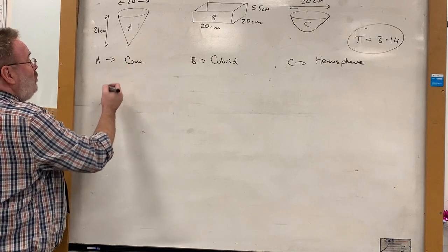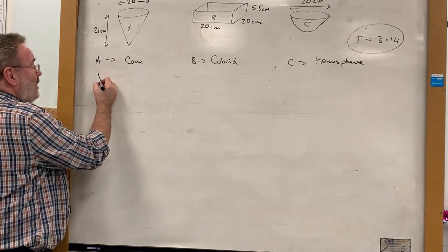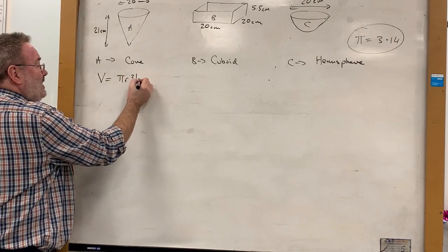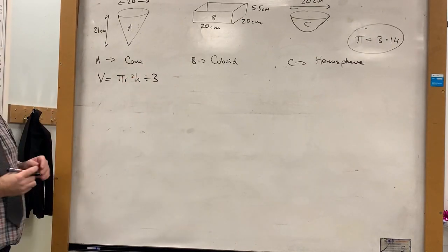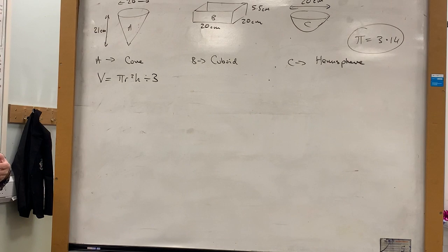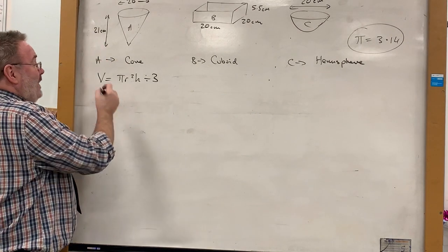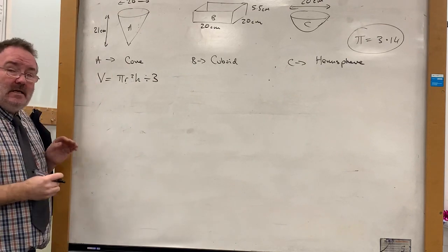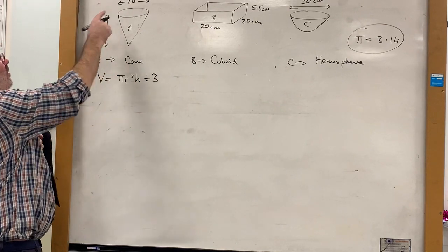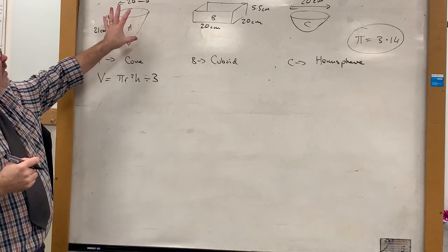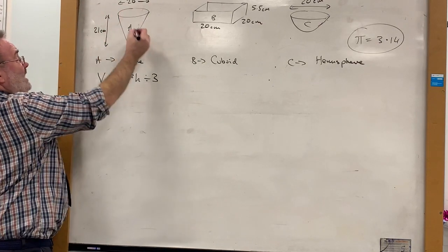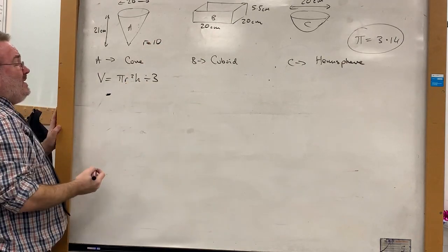Okay, now what do we know? We know the volume of a cone is pi r squared h divided by 3. That's the volume of a cone. Simple enough. Now, the thing we need to be aware of when we are working with a cone, of course, is we need the radius. Now, in order to mess with your head, they quite often give you the diameter. So, we've got to be aware that the radius in this case is going to be 10.